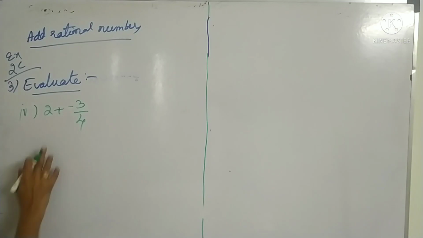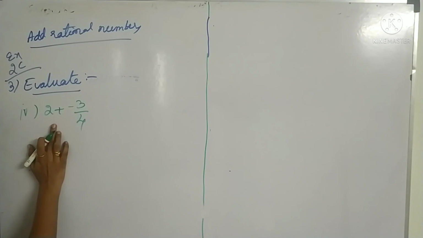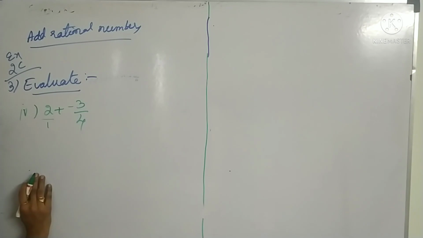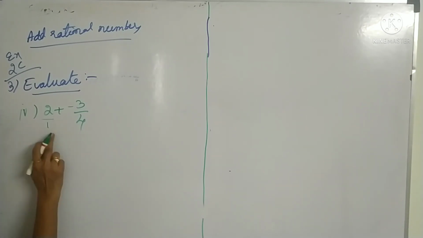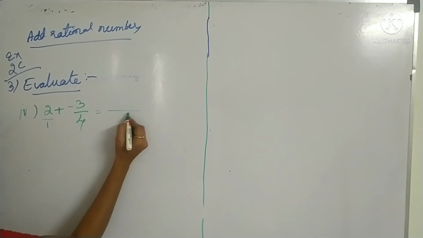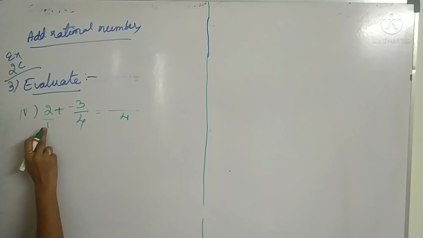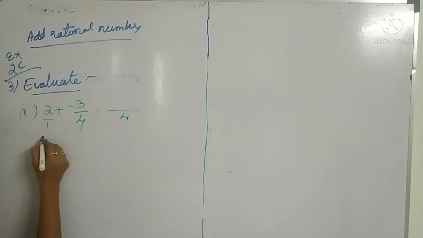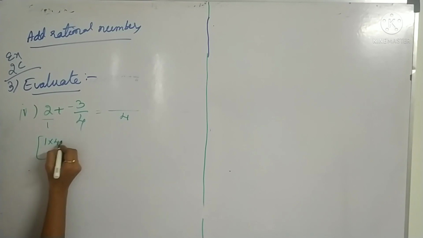Okay. Next problem, 2 plus minus 3 by 4. Here in the denominator of 2 nothing is there, means 1 is there. So what is the LCM of these two? 4 only. Now 1 into 4 is 4. See, this is another method. With this 4, multiply the numerator, that is 2.